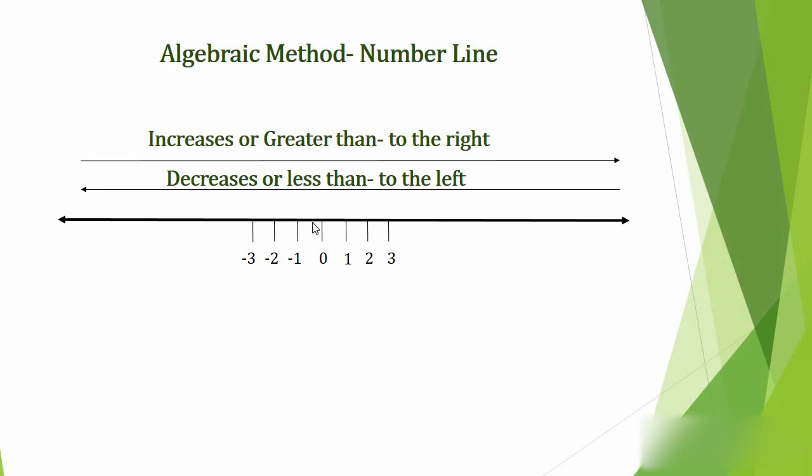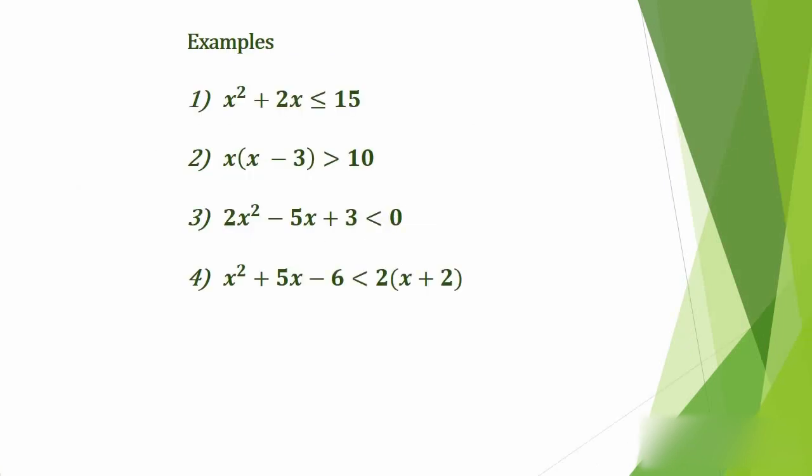Right, so now that we've gotten this out of the way, let's move on to the next step where we'll be solving questions using the algebraic method and the number line. That's solving inequality questions with the number line. So I'll use these 4 examples to show you how you can use the algebraic method with the number line to solve quadratic inequalities. Now the first question that we have here is x squared plus 2x is less than or equal to 15, to find the range of values of x for which this inequality is true.